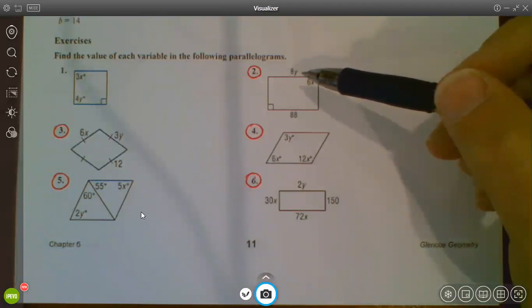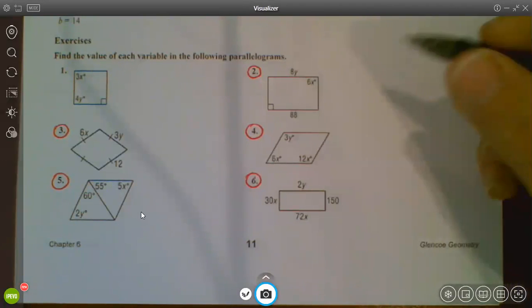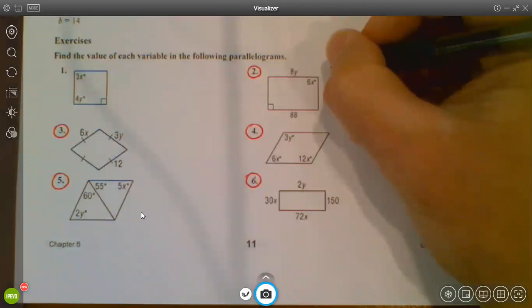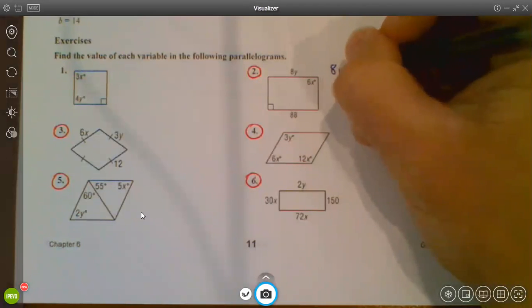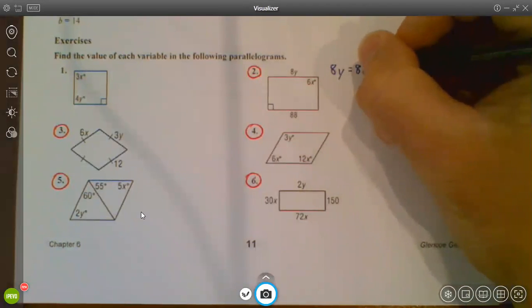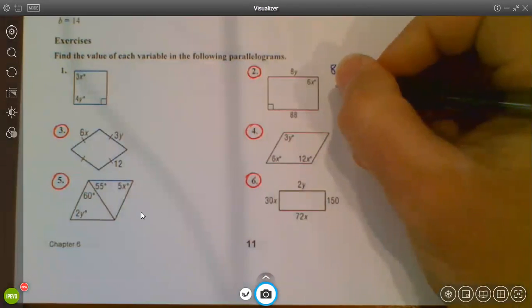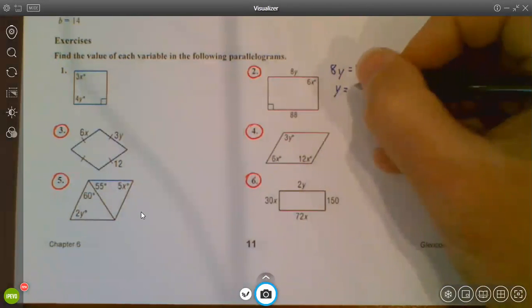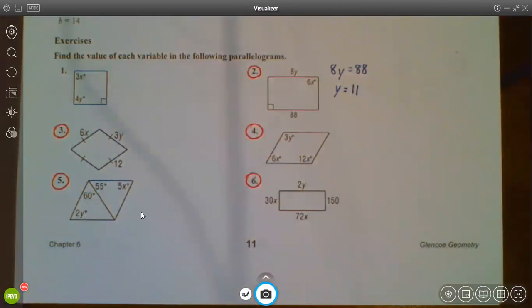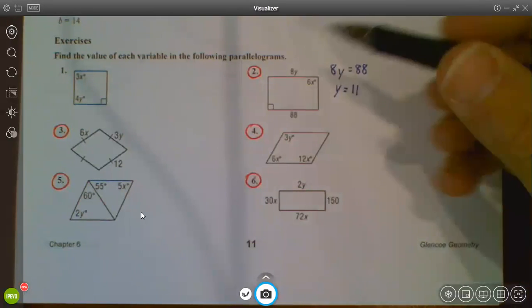So if this is 8y and this is 88, I know that those have to be equal to each other in order for this to be a parallelogram. Opposite sides are equal, and all the equations that we're solving today are pretty basic, but this should give us a pretty easy equation to solve. If I divide both sides by 8, we get our value for y. So opposite sides are equal.